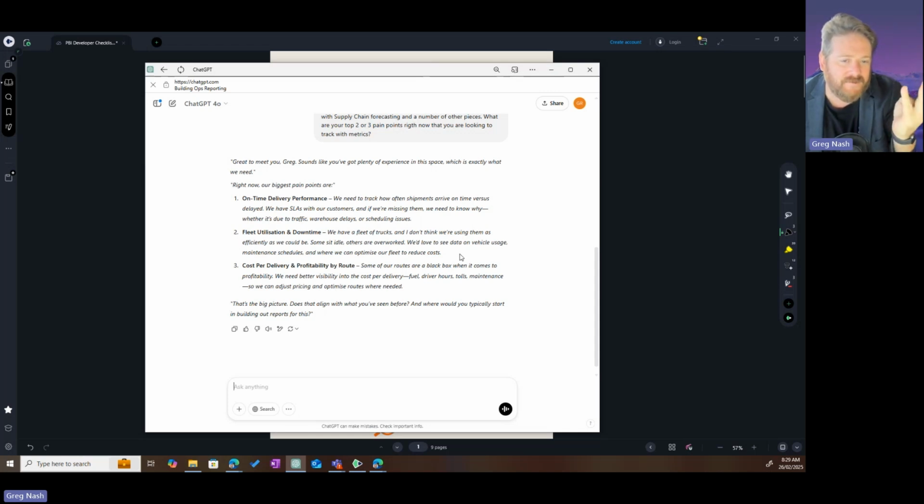And we've also got the maintenance schedule. So maintenance schedule is the only shared fact table in just these 3. So we've mentioned, I don't know, maybe 10 fact tables just in the 3 pain points that this person's created for us. And then interestingly, they say that's a big feature. Does that align with what you've seen before? Where would you typically start?